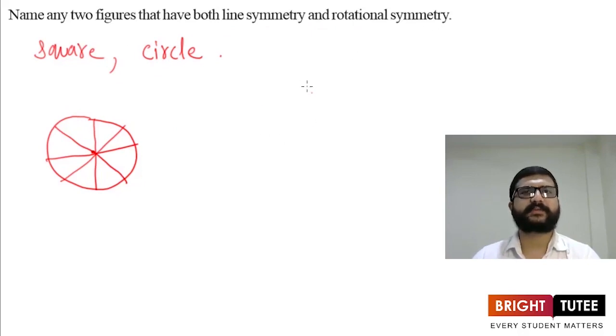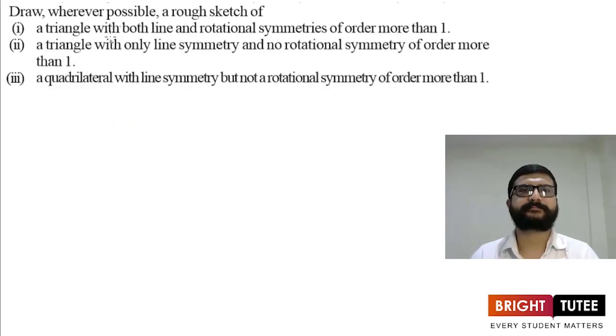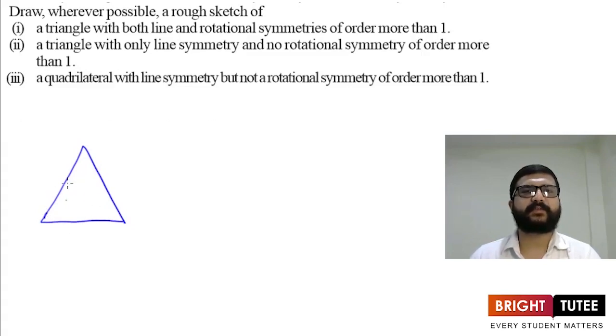Now let's move to the next question. The next question is, draw wherever possible a rough sketch of a triangle with both line and rotational symmetries of order more than 1. Now do you remember any triangle with rotational symmetry of order more than 1, and it should have both the symmetries, line symmetry as well as rotational symmetry? Yes, we have one example, and that is the equilateral triangle. Suppose this is an equilateral triangle, that is, all the side lengths are equal.